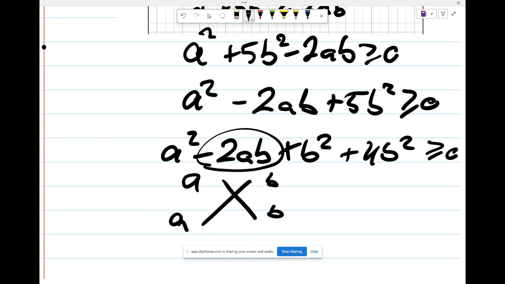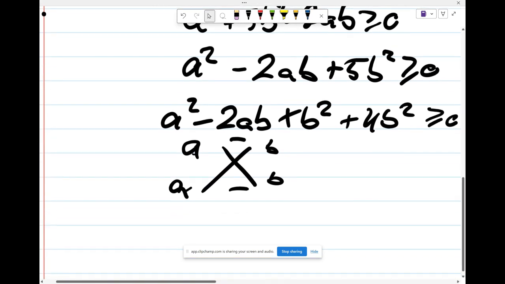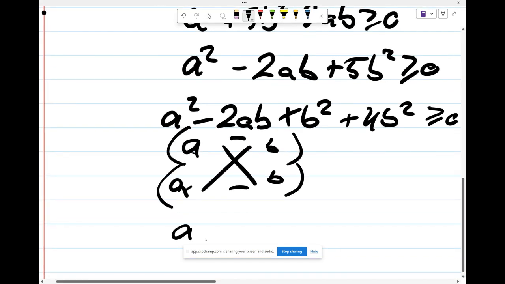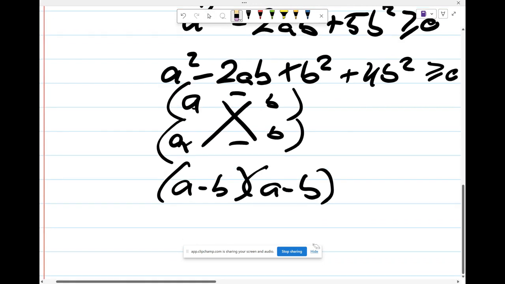And how are we going to get the minus 2ab in the middle? Well, a times b is ab, a times b is ab, and we're just going to minus them off each other. So minus ab minus ab will give us minus 2ab, and that's exactly what we want. And does that work for our plus there? Yeah, because a minus times a minus is a plus. Okay, and so this factorized would be a minus b times a minus b, and that's the exact same as a minus b squared.